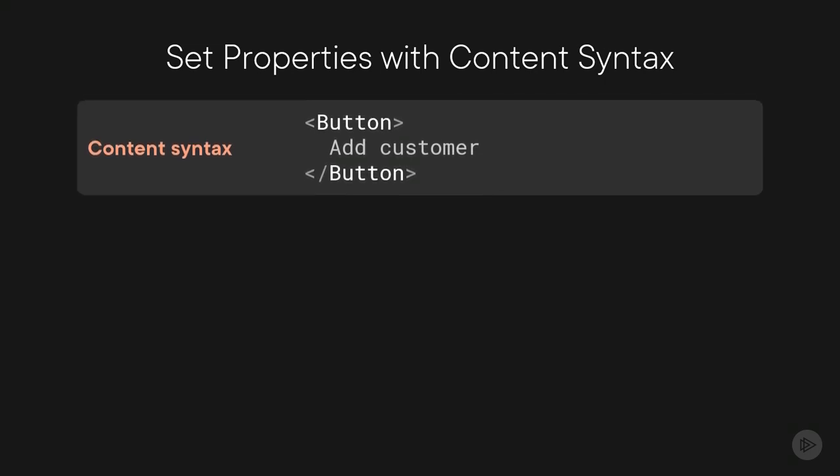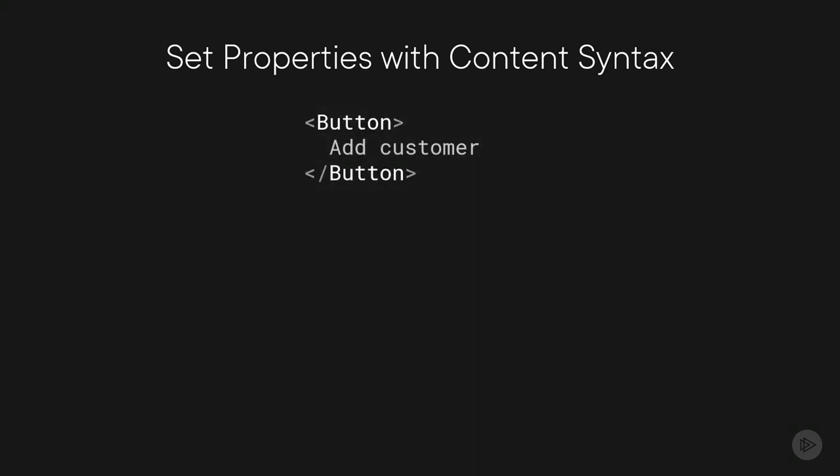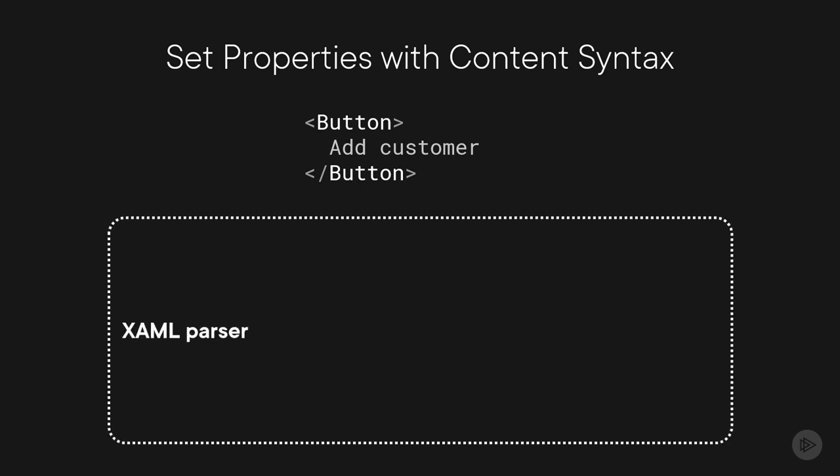But now the question with this content syntax is, why is the value assigned to the button's content property and not to another property? How does the XAML parser know that it has to use the content property of the button? Let me explain how this works. In WPF, the XAML document is read by the XAML parser. When reading the document, the XAML parser creates the objects from that XAML document.